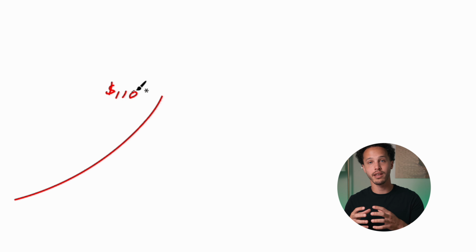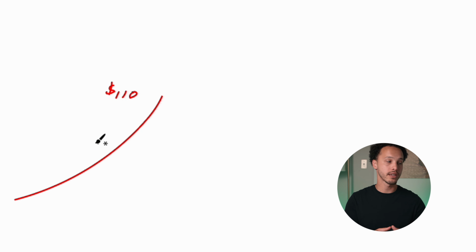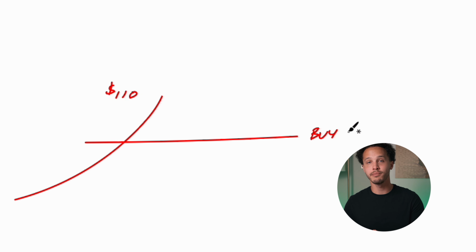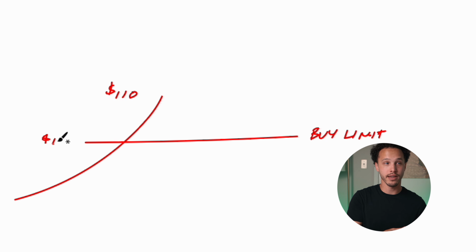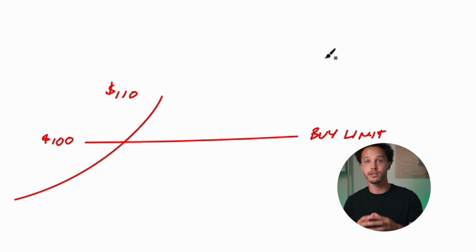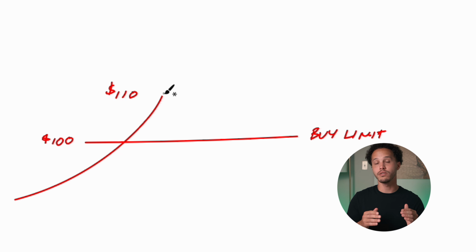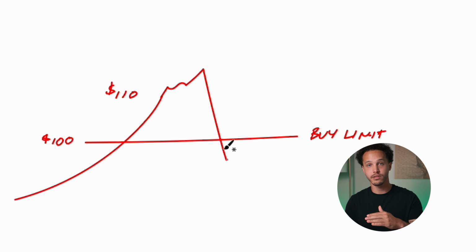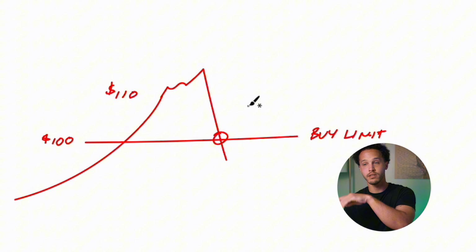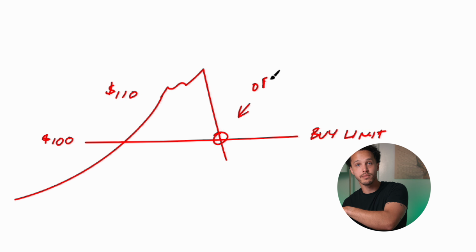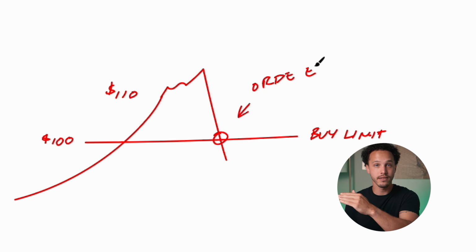Let's say, for example, you want to buy a stock and the stock is trading at $110 currently. You think the stock is only worth it if you can buy it for $100, so you go in and you place a buy limit order for $100 for this stock. Now that order is not going to execute right away because the stock isn't trading at $100, it's trading at $110. Your order is only going to execute if that stock drops to your limit order of $100.